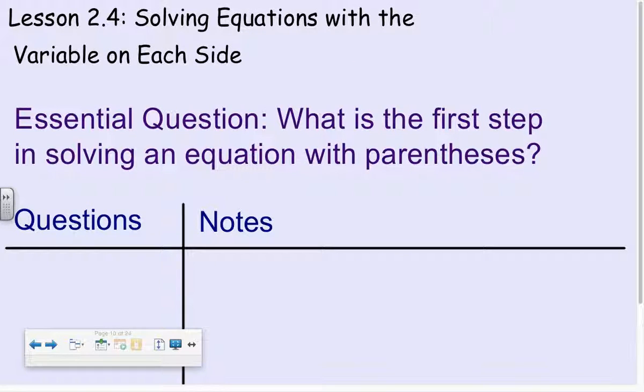Lesson 2-4, solving equations with a variable on each side. Essential question: What is the first step in solving an equation with parentheses?